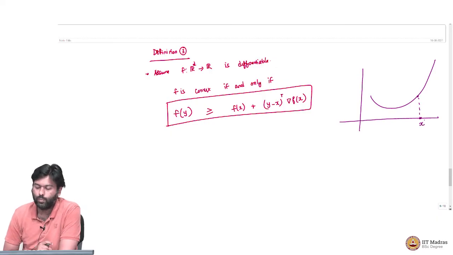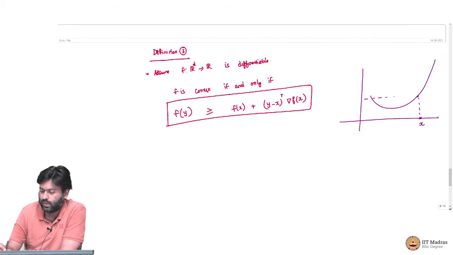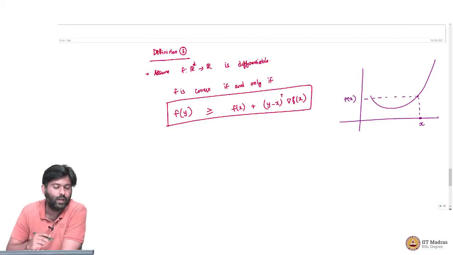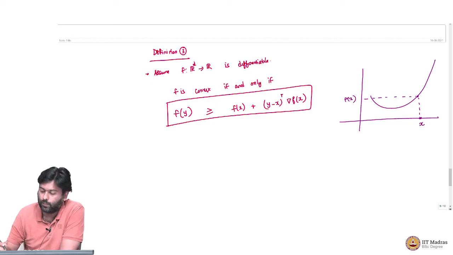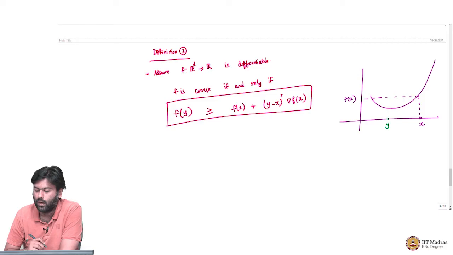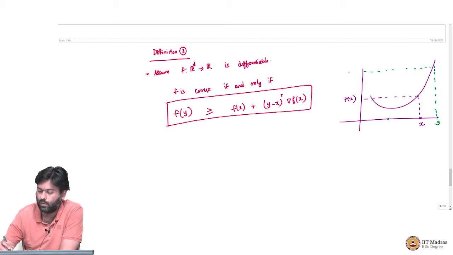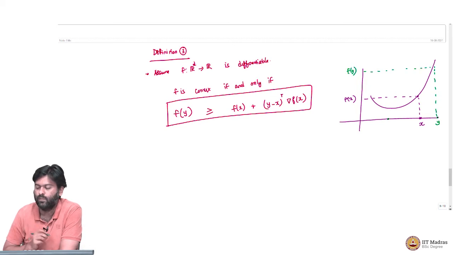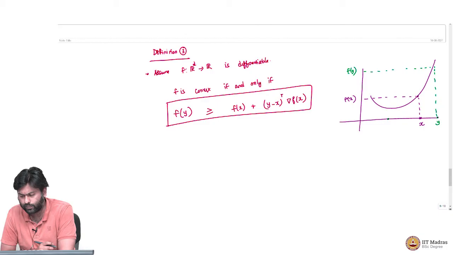Now, I want to compute, of course, this is f of x, that is fine. I want to compute f of y at some other point. Let us say at this point, so this is maybe y. Or y could be on the other side also. I think it is easier to look at the other side signs. So, this is actually f of y.